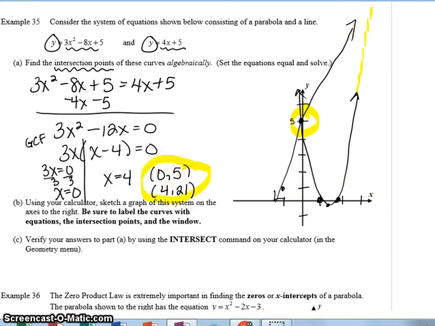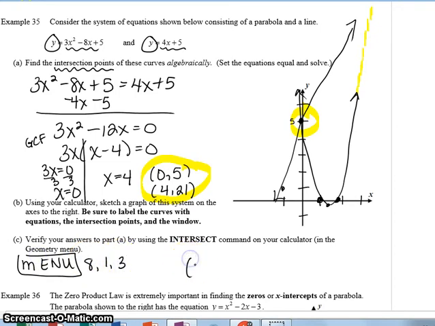Okay. It says verify your answer in part A by using the intersect. Guys, that would be menu, 8 is geometry, 1 is points and lines, and 3 is intersection points. And that verifies that your intersection points are (0, 5) and (4, 21).